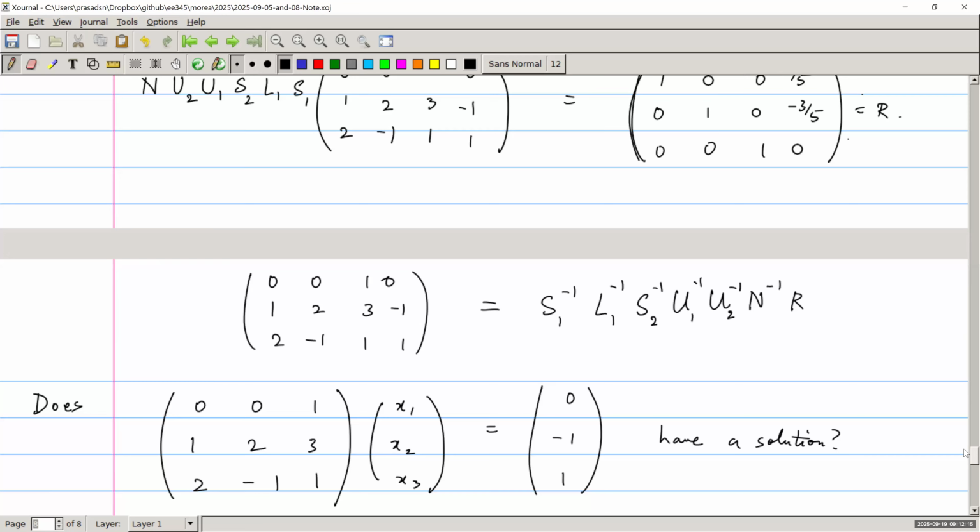What did elimination tell you? Because this was a free column, it told you it is a linear combination of the prior columns, and the prior columns just happen to be the columns in this matrix. So what linear combination is it? What is the solution here? x1 is one-fifth, x2 is negative three-fifths, and x3 is 0.